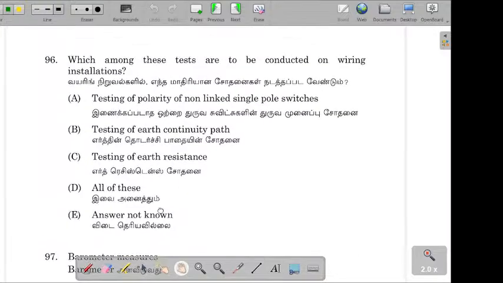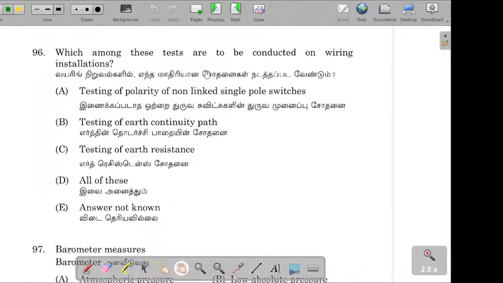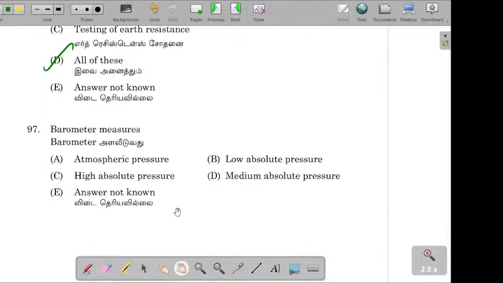Next question, 96th one. Which among these tests are to be conducted on wiring installations? Testing of polarity of non-linked single phase switches, testing of earth continuity path, testing of earth resistance. All of the above will be the answer. Barometer measures atmospheric pressure.